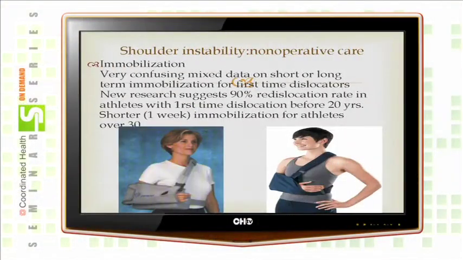So let's talk a little bit about non-operative care. There is a place for non-operative care in shoulder instability. Many patients, not everyone, needs surgery, and that decision is made by your orthopedist. For first-time dislocators who are middle-aged, I'm treating them in a sling for a short period of time followed by a rehab program. And I really think a lot of them don't dislocate again and have a very good result.